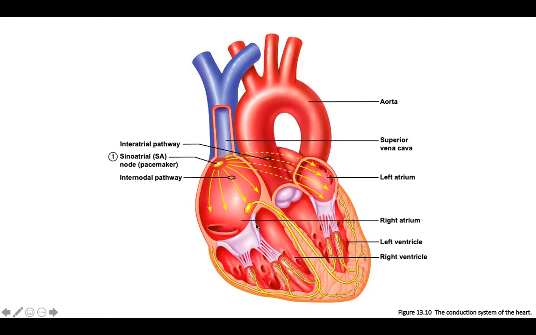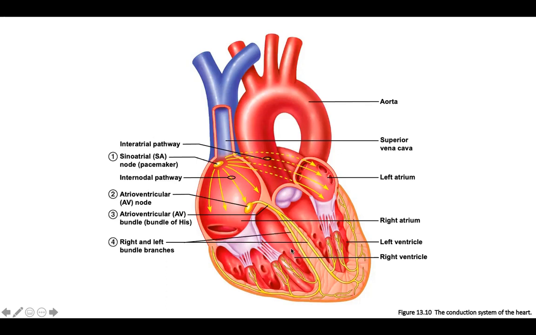The AV valves are open at this point, semilunar valves are closed at this point, and blood can be ejected from the atria down into the ventricles. The impulse goes to the AV node and then out through the atrioventricular bundle, also called the bundle of His. So these fibers that are moving down the center here.